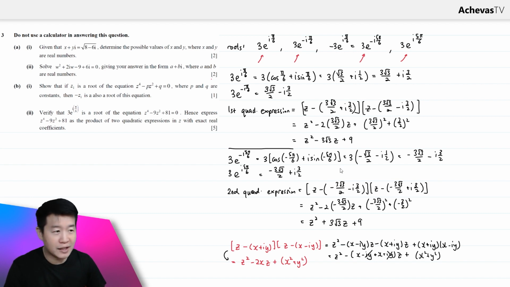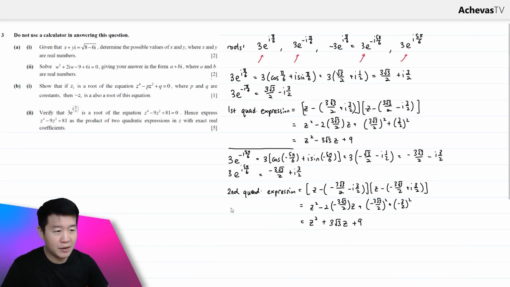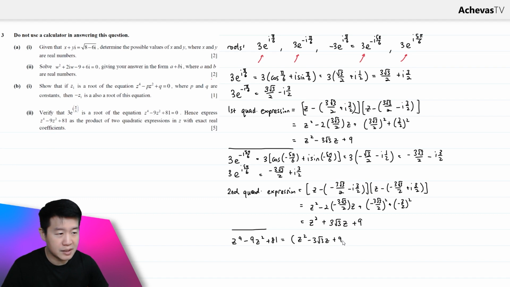So we have two quadratic factors, and we are supposed to express this as a product of the two quadratic factors, right? So my final answer for z to the power of 4 minus 9z squared plus 81 is the product of two quadratic factors with real coefficients: z squared minus 3 square root of 3 z plus 9 multiplied by z squared plus 3 square root of 3 z plus 9.